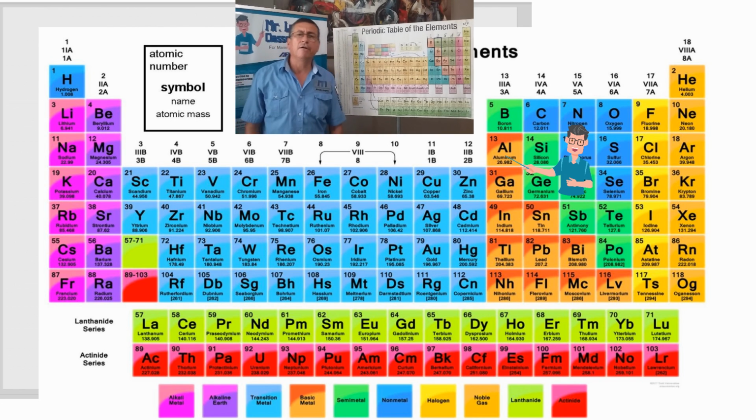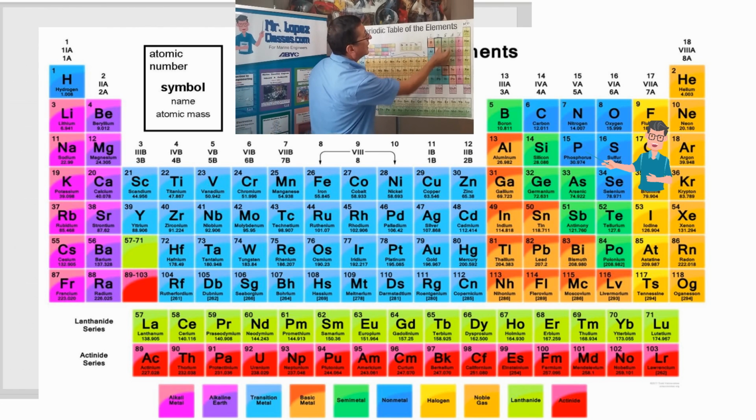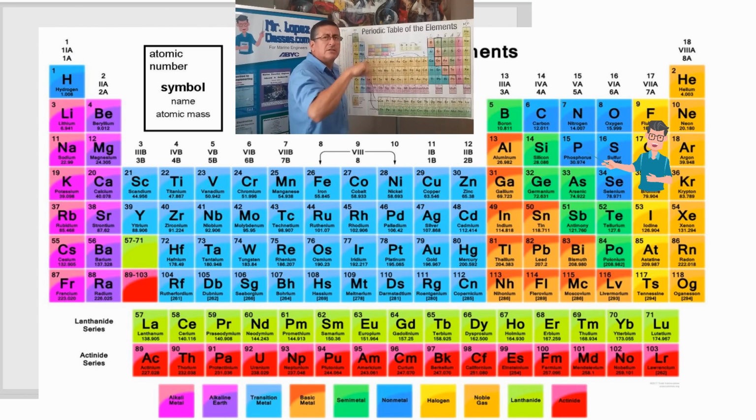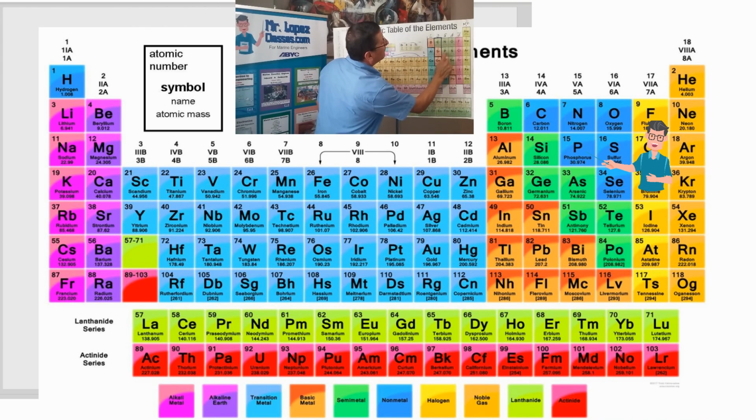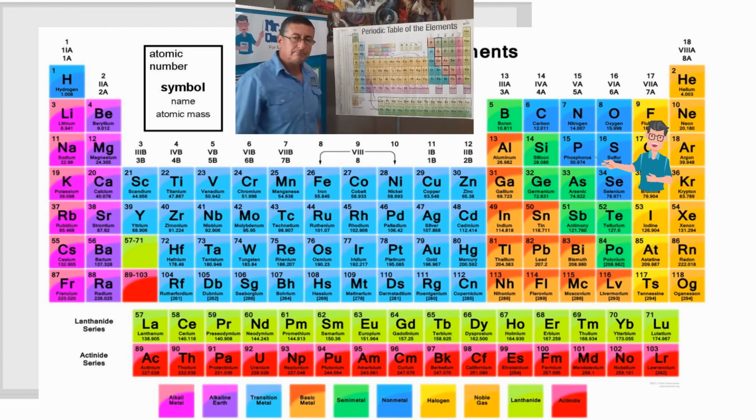What about phosphorus? Phosphorus is located in group number 5. Phosphorus in total has 15 electrons in different orbits. But in the last one, only 5. Only 5, for that reason, it is located in group number 5.